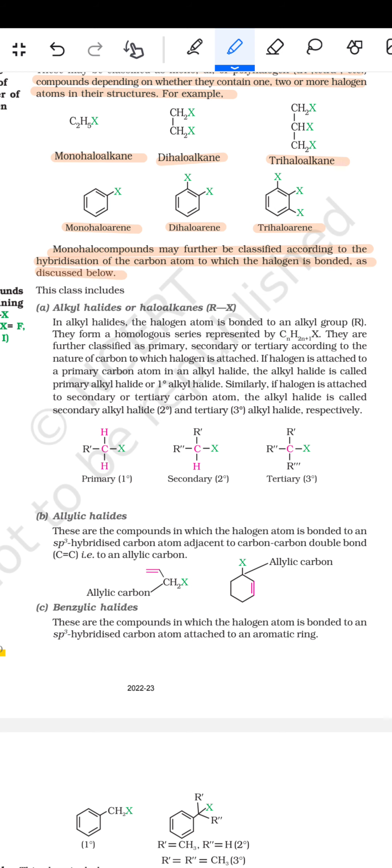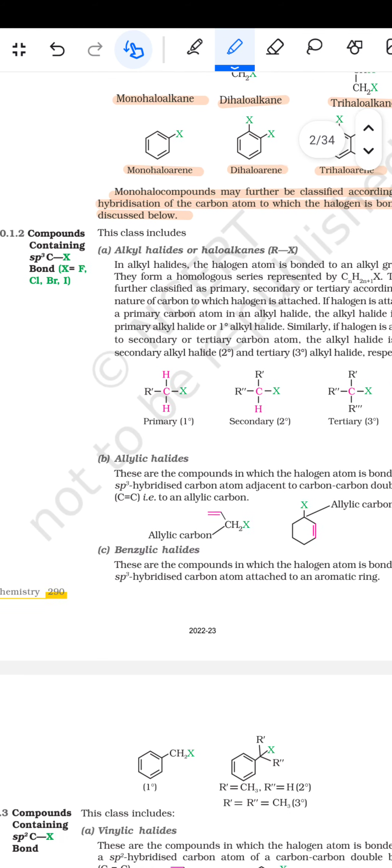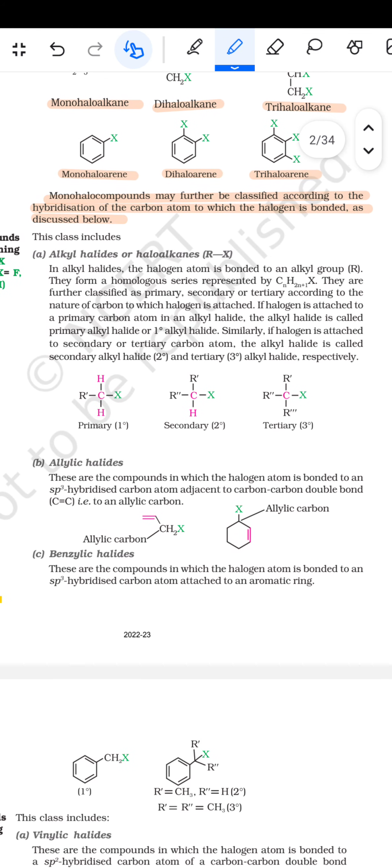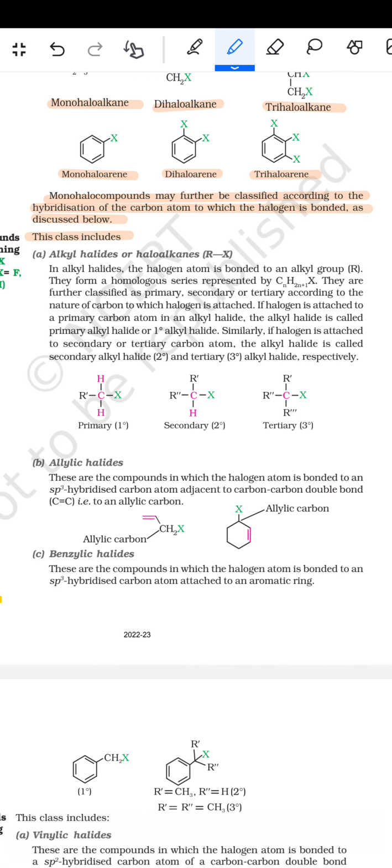So first comes the compound containing the sp3 C–X bond, where X equals fluorine, chlorine, bromine, iodine. This class includes alkyl halides or haloalkanes, RX. In alkyl halides, the halogen atom is bonded to an alkyl group R. They form a homologous series represented by CnH2n+1X.